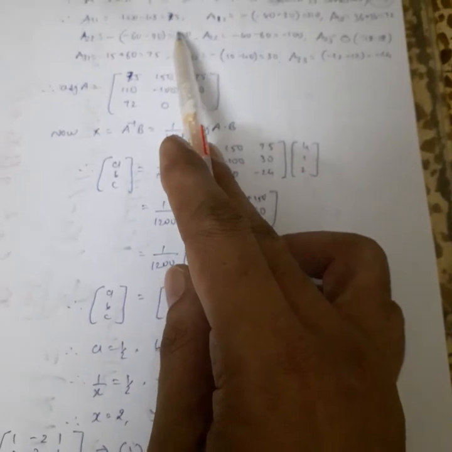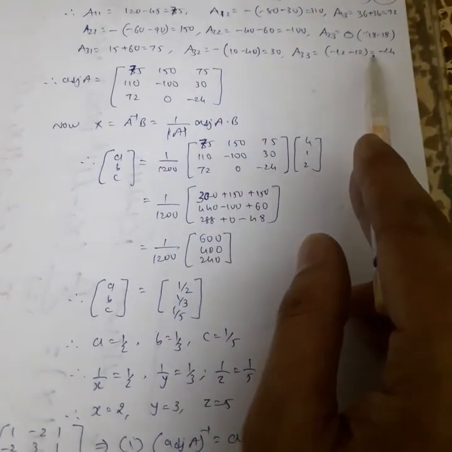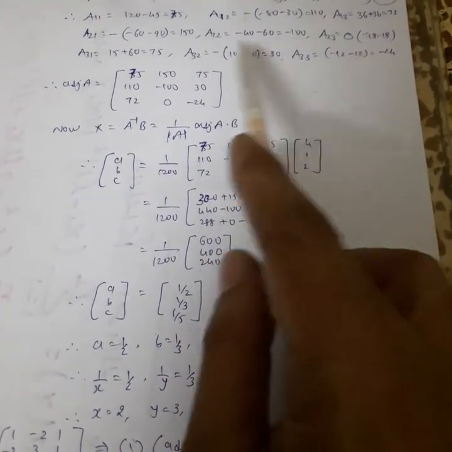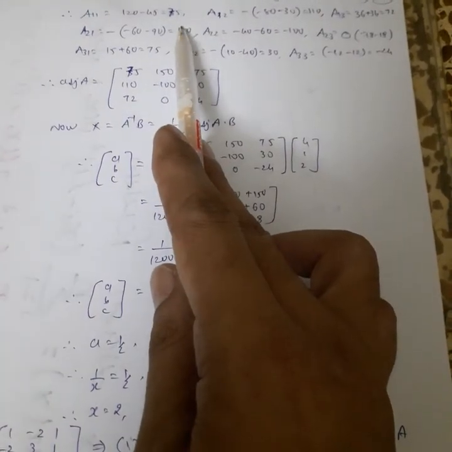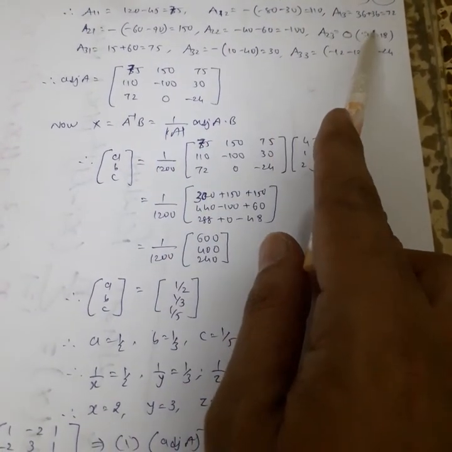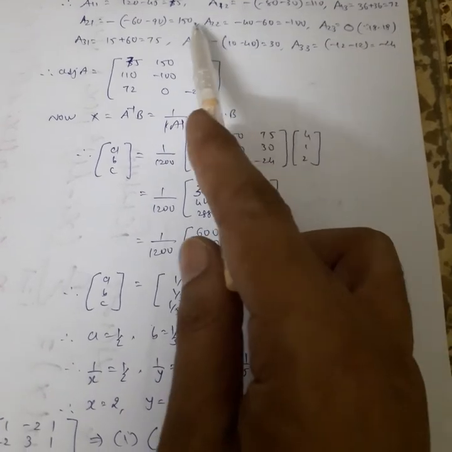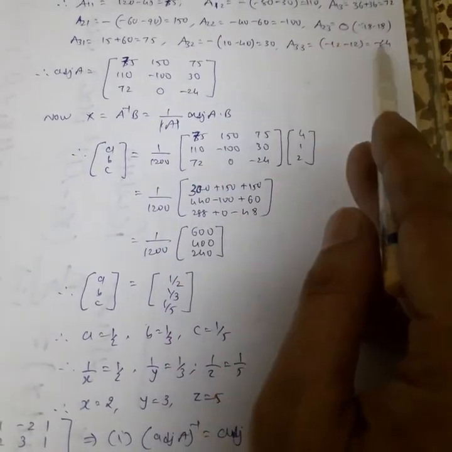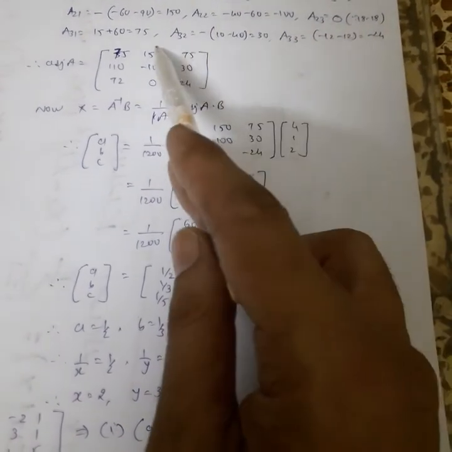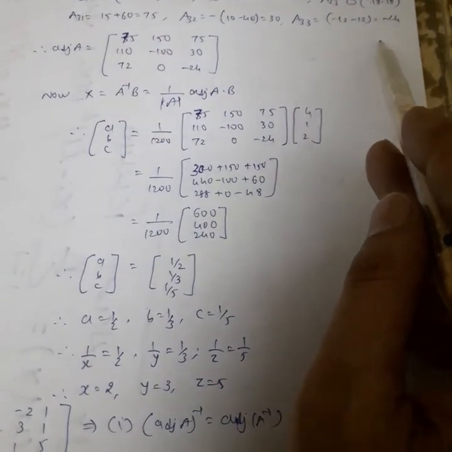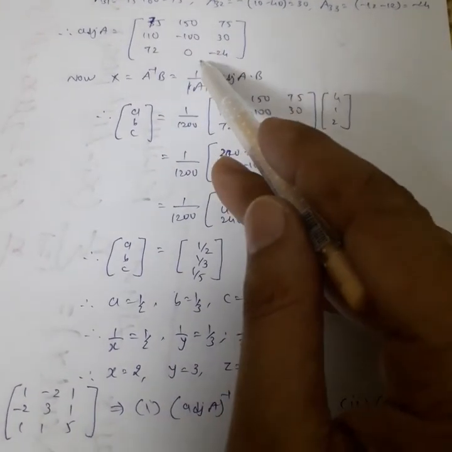We keep all these entries in the transpose form, because these are the cofactors of each and every element of matrix A. In the transpose form, they can be written as 75, 110, 72. These are the elements of the first column. 150, minus 100 and 0 are the elements of the second column, and 75, 30 and minus 24 are the elements of the third column. That is the adjoint of A.